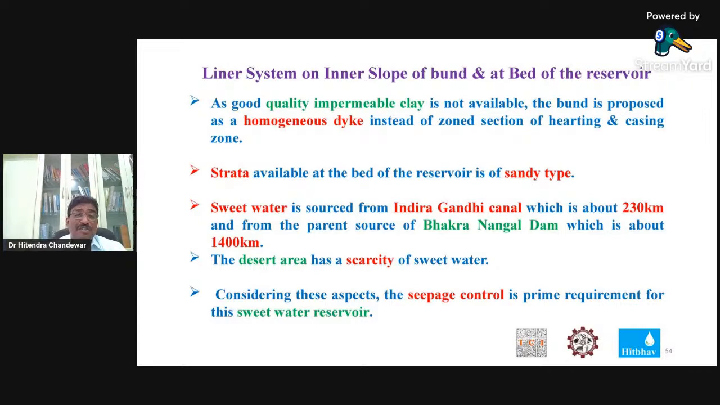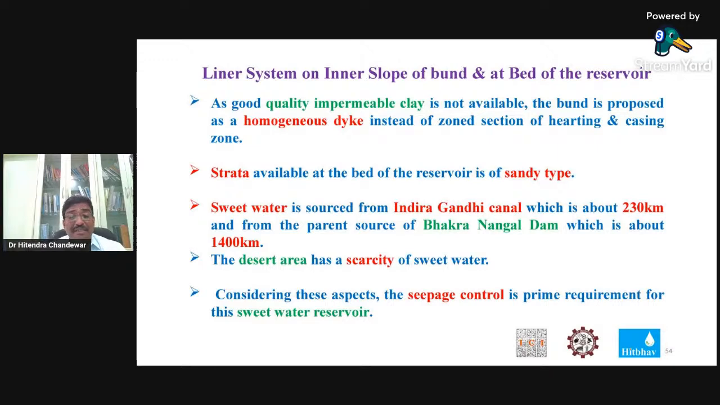While the liner system is recommended because good quality impermeable clay is not available, we have to go with sandy type soil, CL and CS, with a homogeneous dike type section in the embankment. The strata is very sandy type. Then sweet water is sourced from the Indira Gandhi Canal, which is about 230 kilometers from this factory area, and the parent source is the Bhakra Nangal Dam, about 1400 kilometers away. The desert area has a very scarcity of sweet water. You will get some water there, but it's very salty water you will find in those areas.